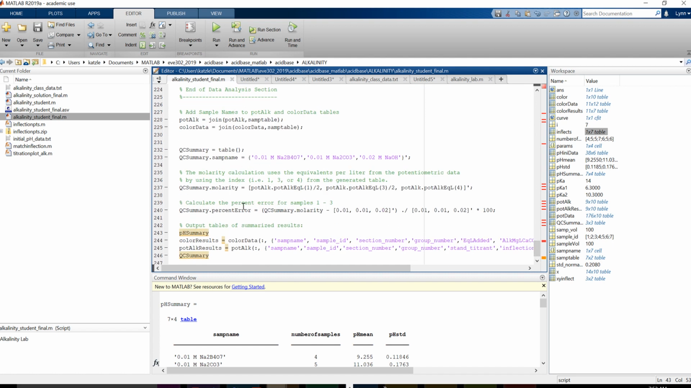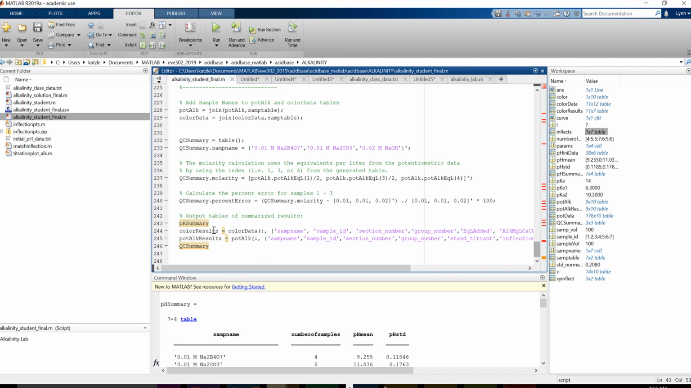Finally then, the last step was to look at the molarities of the samples: 0.01 molar for the borax, 0.01 molar for the sodium carbonate, and 0.02 molar for the sodium hydroxide. And we're going to compare whether we obtain those molarities using the titration curves that we obtained experimentally, finding the inflection points and comparing those. So that will give us the ability to create a summary that allows us to look at the error.